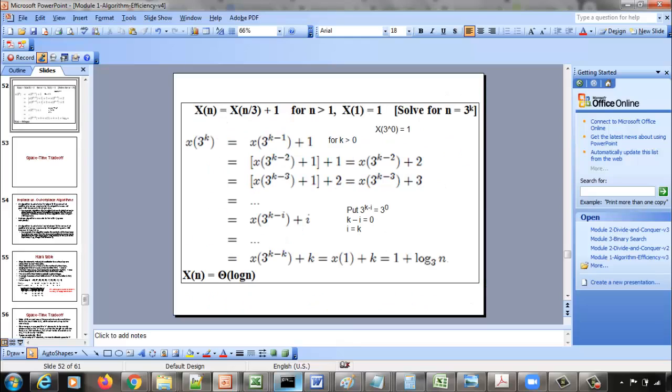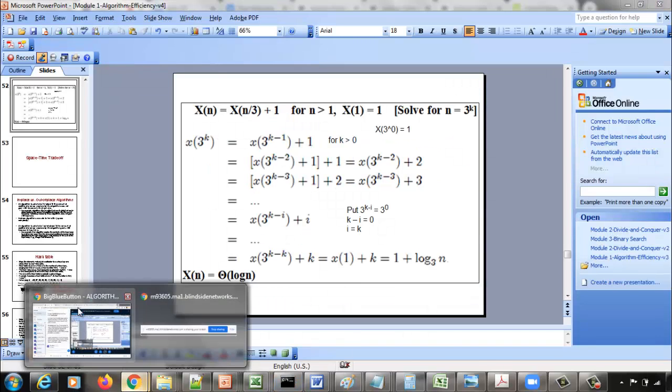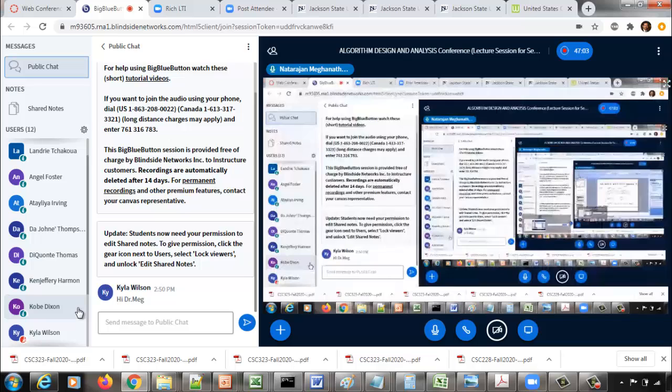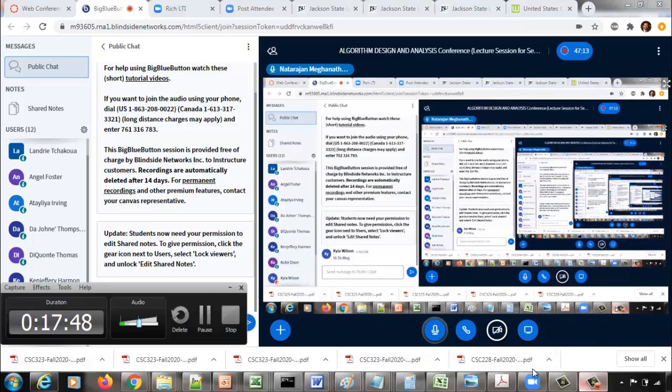Okay. Any question? So this is very important for you to know how to solve recurrence relations like this for exam purposes. Okay, so let me stop and save the video.